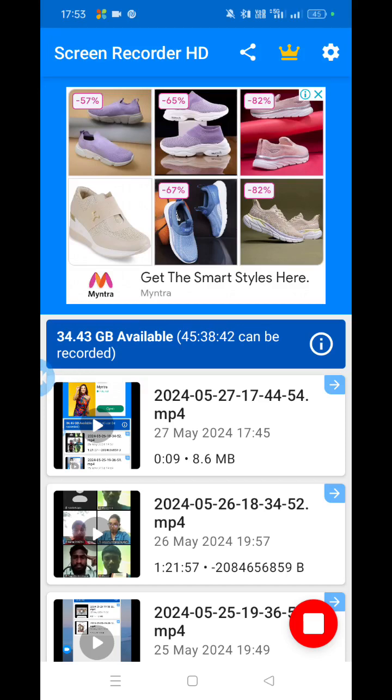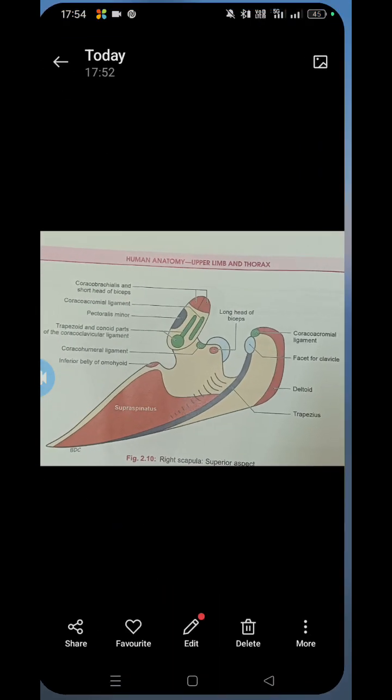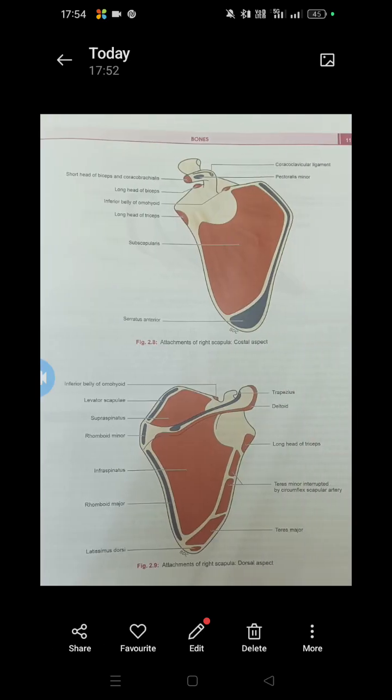Everyone, today our topic is scapular attachments, ossification, and clinical anatomy.